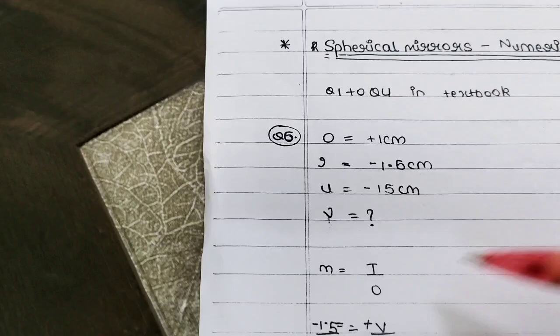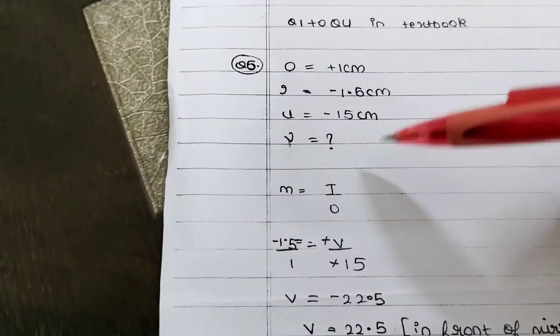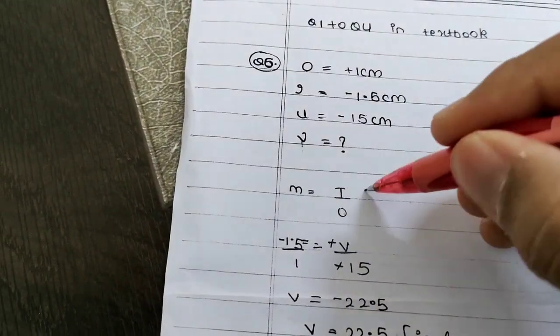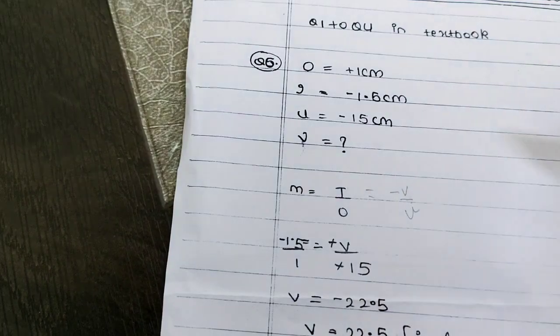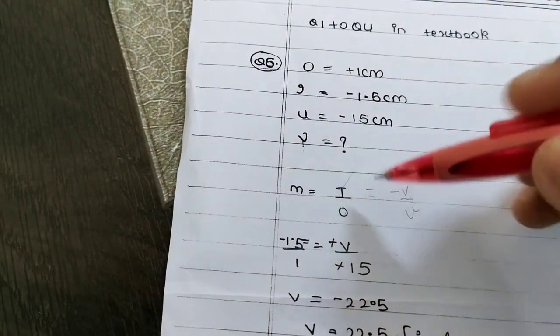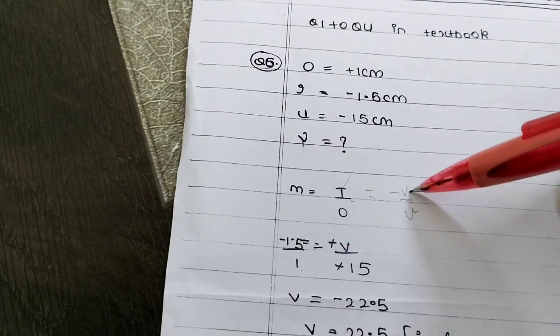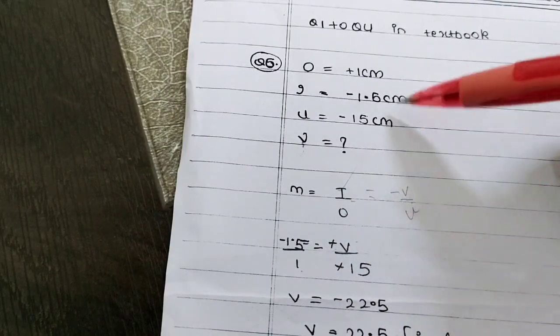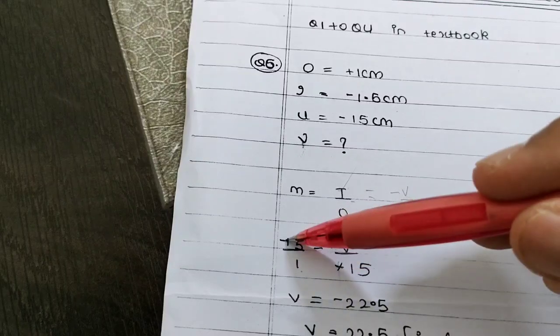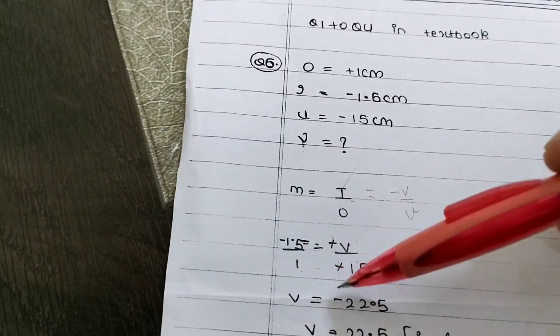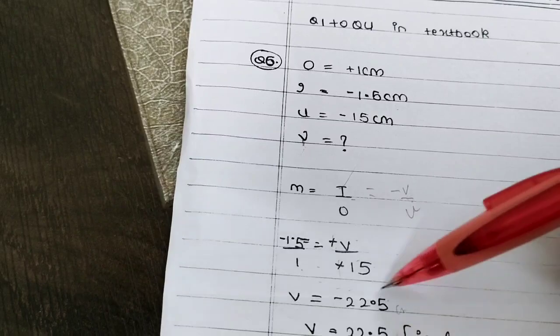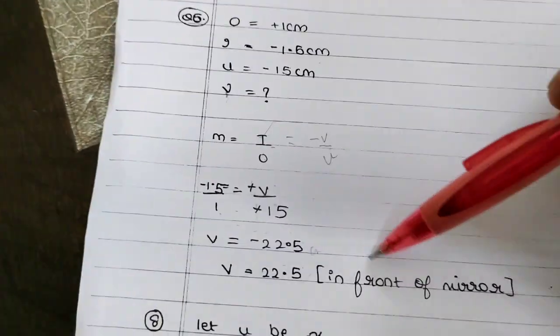So we know that I upon O is equal to minus V upon U. Out of that I know I is minus 1.5, O is positive 1, minus sign remains as it is, V we don't know, we have to find out, U is minus 15, minus minus cut but 1 minus remains, cross multiply, we get the answer as V is equal to minus 22.5 centimeters. Don't leave the answer in negative, write 22.5 centimeters in front of the mirror.